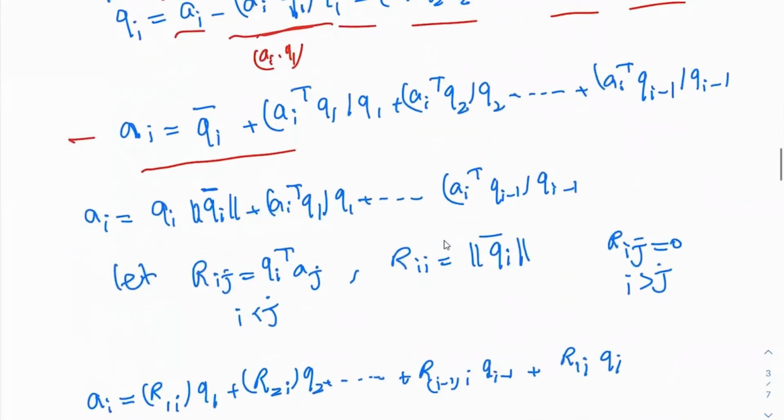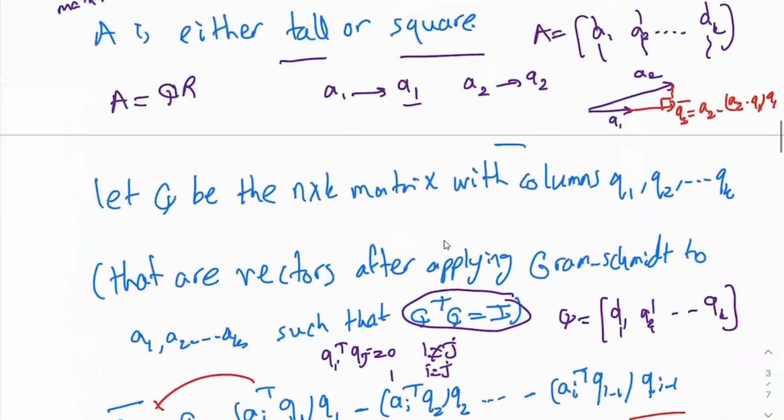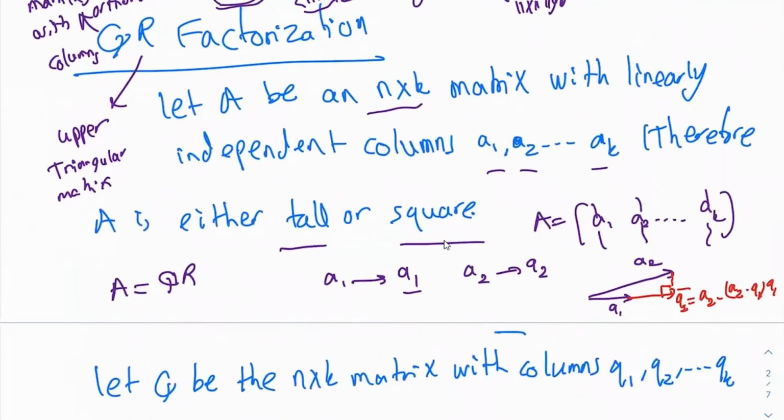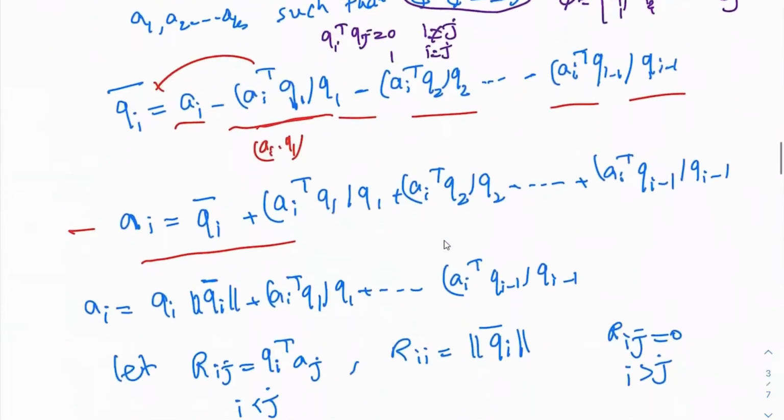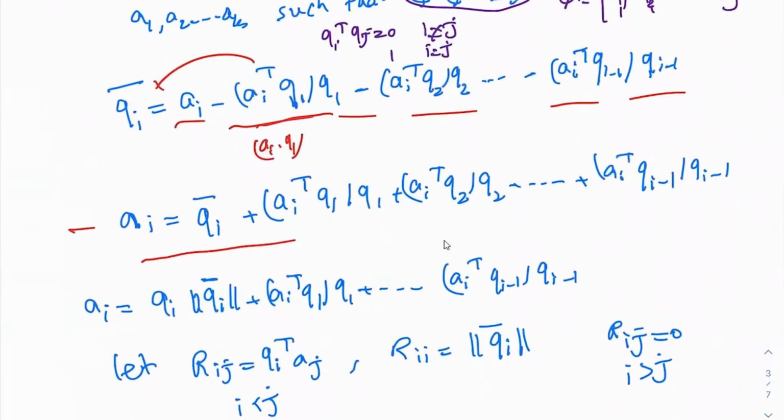Now, remember in that second step, I said if Qi bar is 0, we terminate. The vectors are linearly dependent. But here I said assume the columns of matrix A are linearly independent. So we don't need to go over the second step. What do I do in the third step?